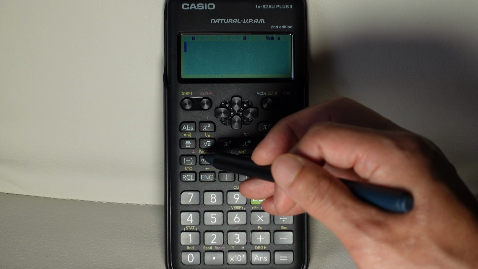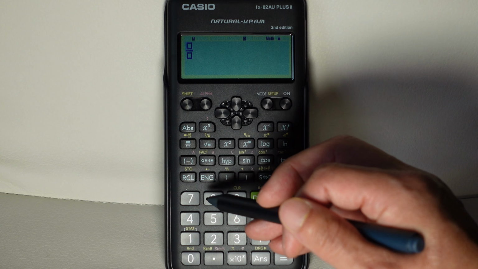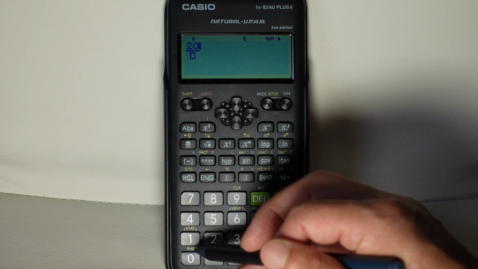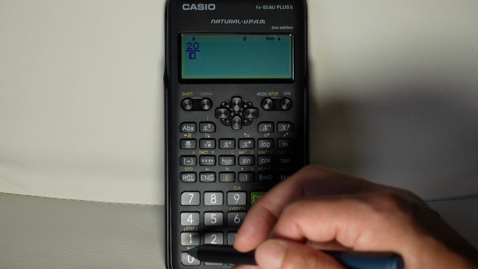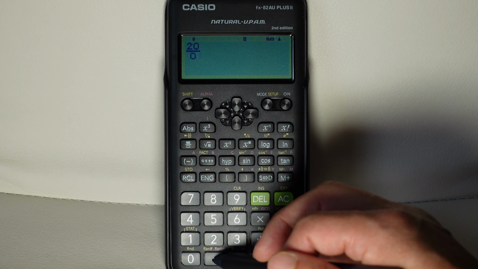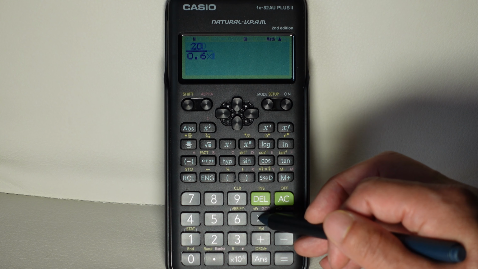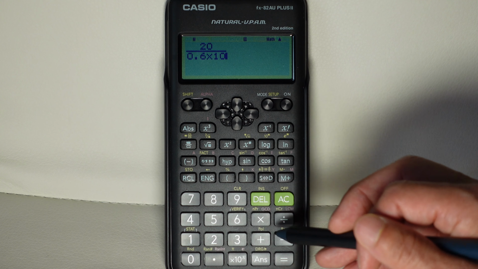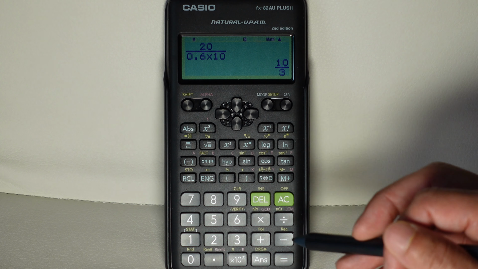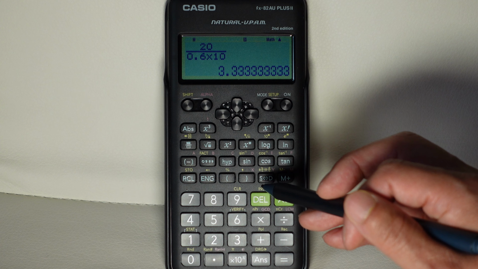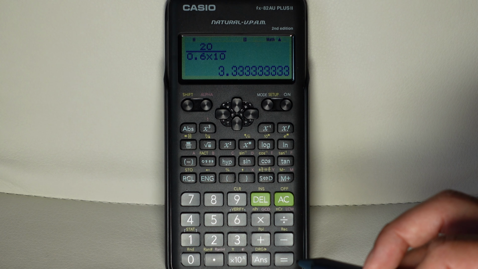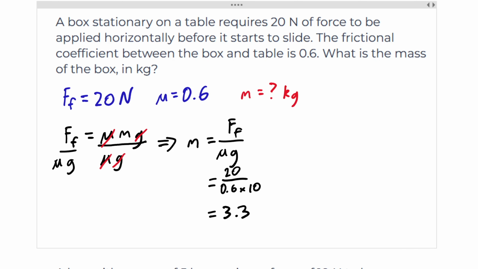If we plug that into the calculator, use the fraction button, enter 20, then arrow right or down, then enter 0.6 times 10. This gives us an answer of 10 over 3. We can press the SD button to change this to a decimal number. This gives us an answer of 3.3 kgs, rounded to two significant figures.